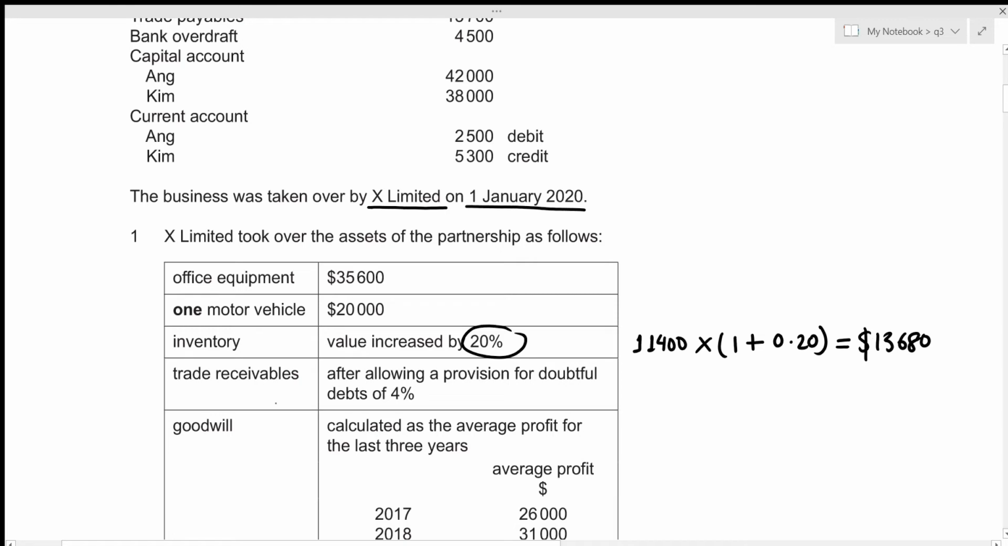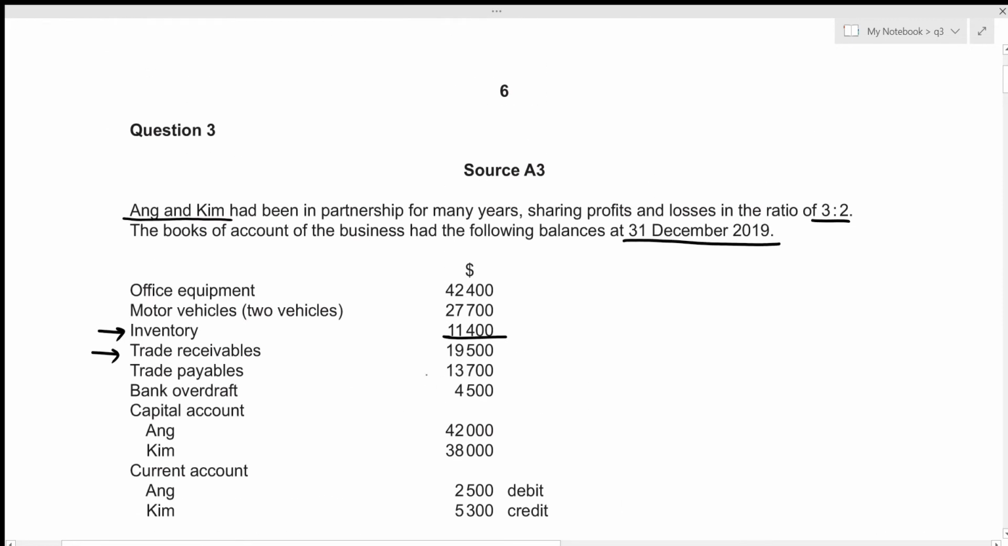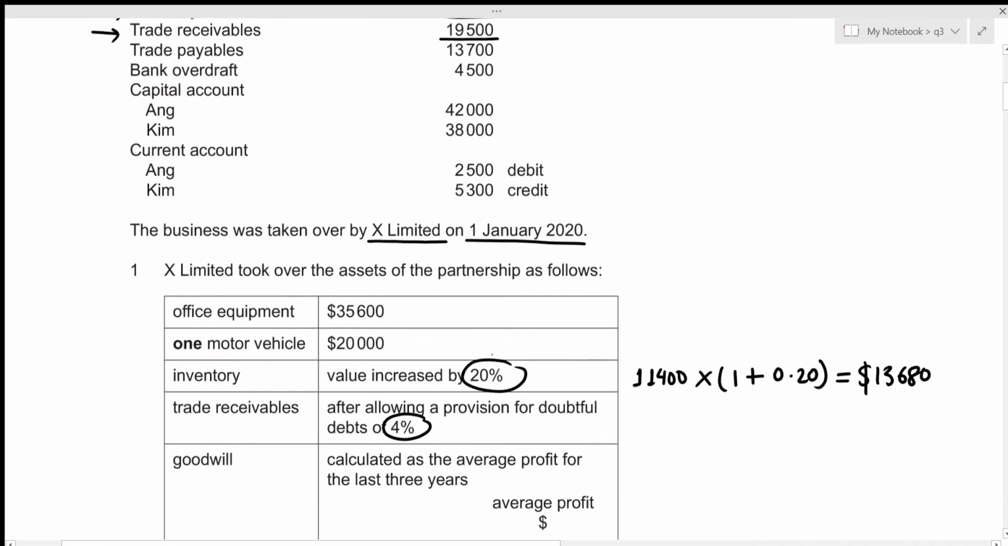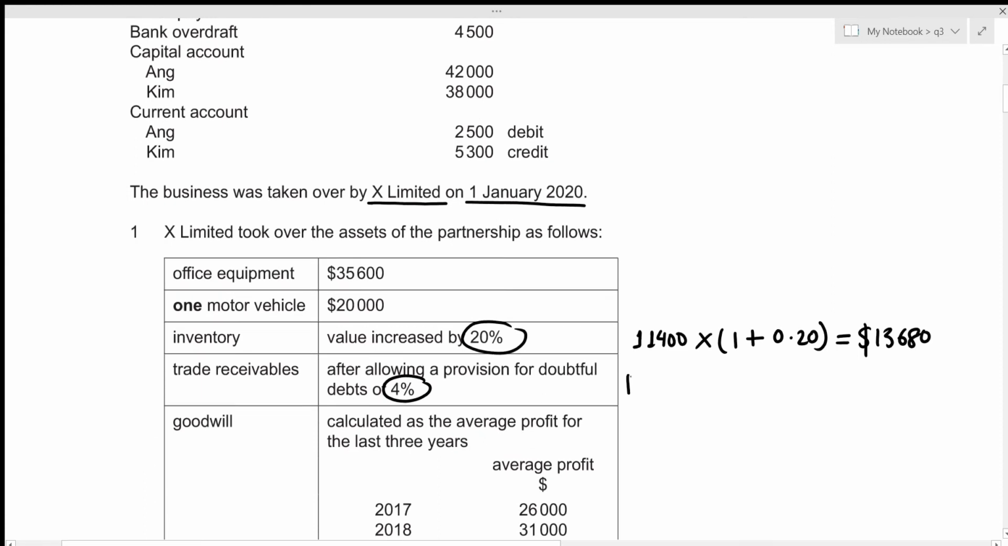Alright, then trade receivables were taken over after allowing a provision for doubtful debts of 4%. So this just means that the trade receivables value when it was taken over was 4% less than our initial value given above. So let's have a look at the above information. We can see that the trade receivables was valued at 19,500, and we just need to reduce it by 4%. So that's going to be 19,500 times 1 minus the reduction rate of 4%, which we can write down as 0.04. So this gives the trade receivables value to be taken over as 19,500 times 1 minus 0.04, which results in the value of 18,720.